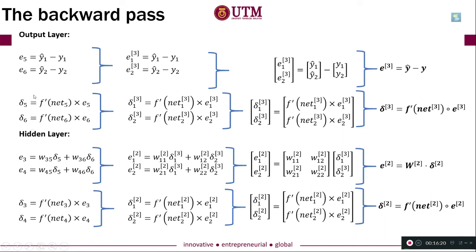To find the delta, this is the old notation. If I replace it with the new labeling, you will find that delta 5 is actually delta 1 at the third layer, or the output layer. Delta 6 is now, with the new label, delta 2 at the output layer, or third layer. It is equal to the derivative of the activation function, and now even the nets I replace with the new labelings. Even the E I replace with this one.